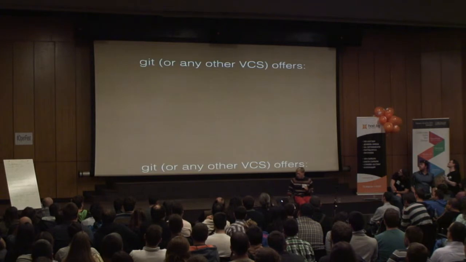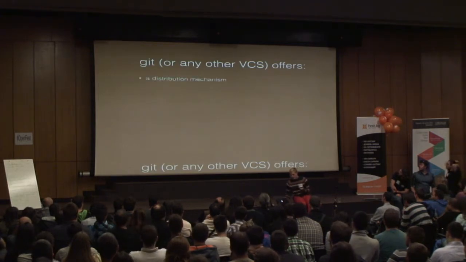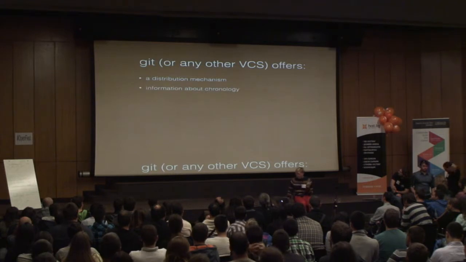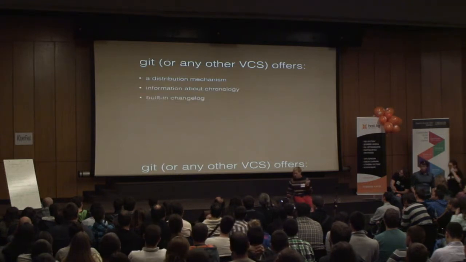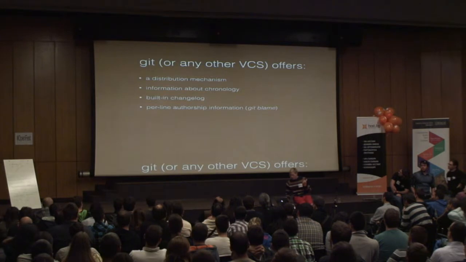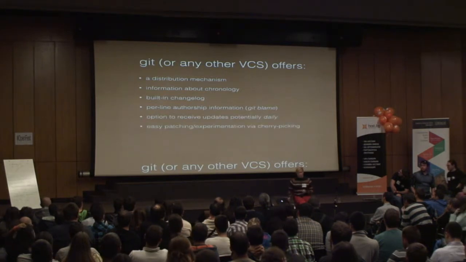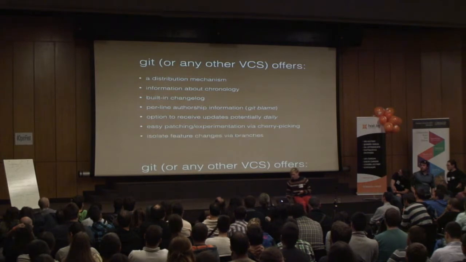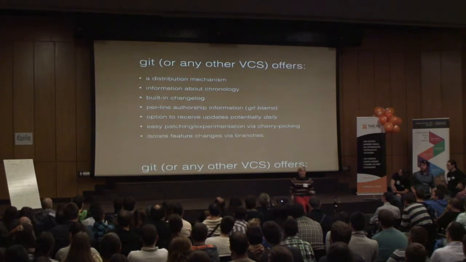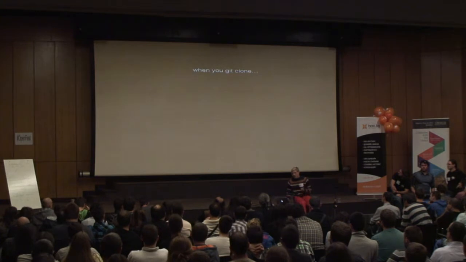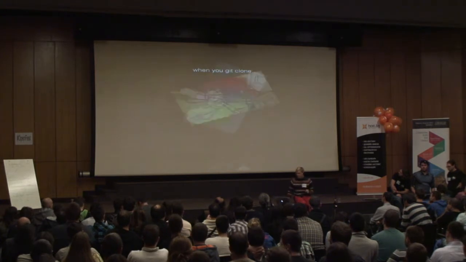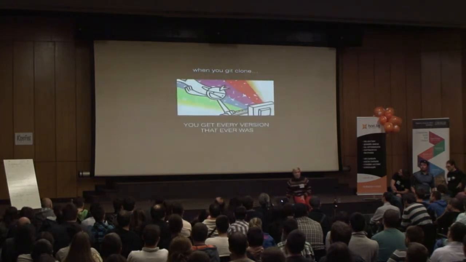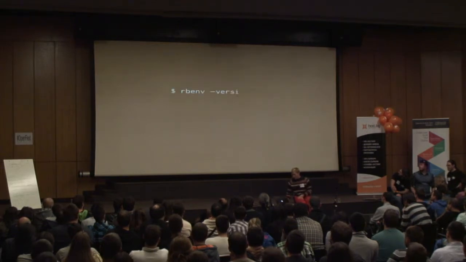Git is awesome. I use it for all of my stuff. So Git or any other VCS offers a distribution mechanism and information about the chronology, changelog, authorship information, fast updates, easy patching via its own operations in Git, and we can still isolate feature changes by sticking to a particular branch. And also, most importantly, when you git clone, you get every version that ever was of one project. You don't get one version, you get all of them.